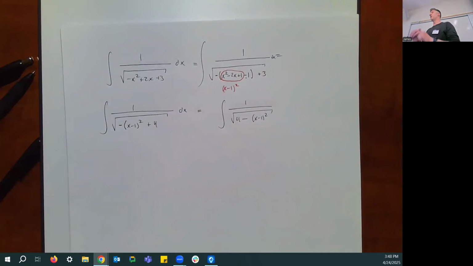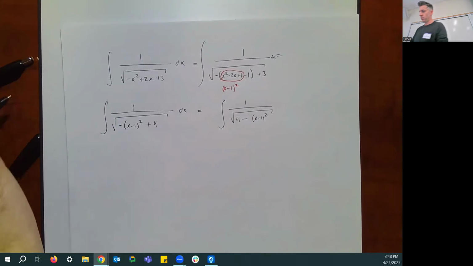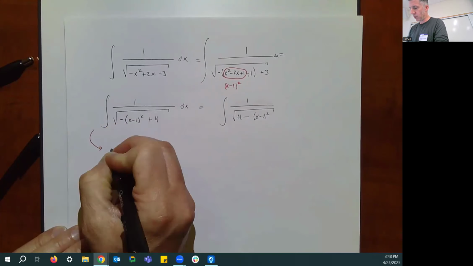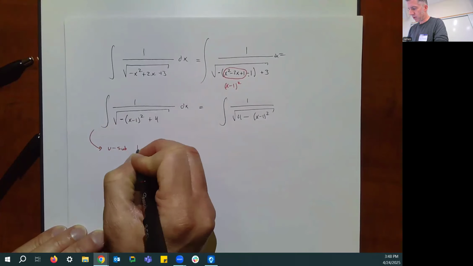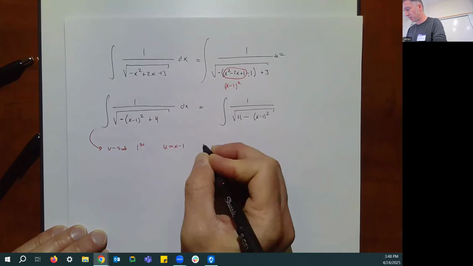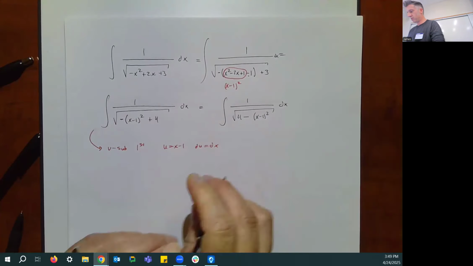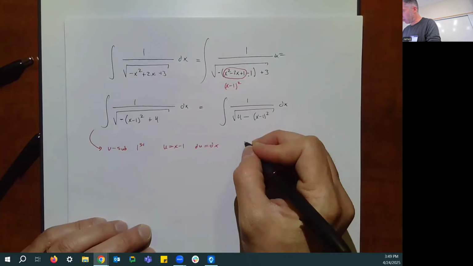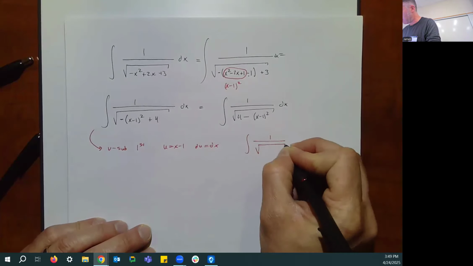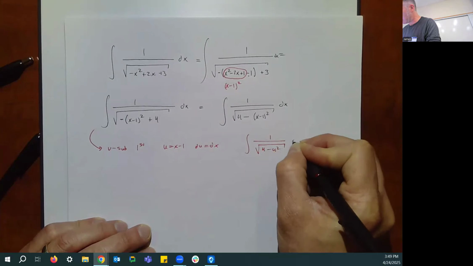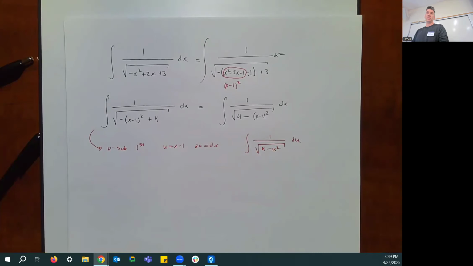So you could do one of two things at this point. You could either first do an easy u sub, let u equal x minus 1, and then do the trig sub. Or you could just do the trig sub right away. So one option is u sub first. We would let u equal x minus 1. Our du would equal dx, which I forgot to write up there. And then our integral will become the integral of 1 over the square root of 4 minus u squared du. And then you would do the trig substitution.